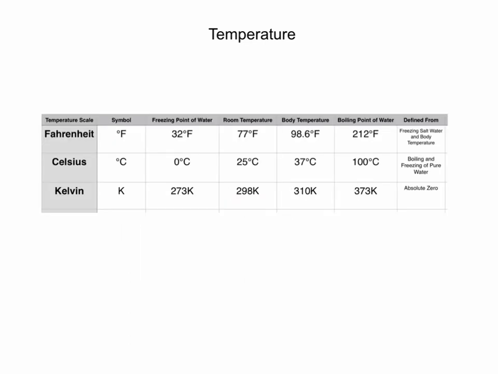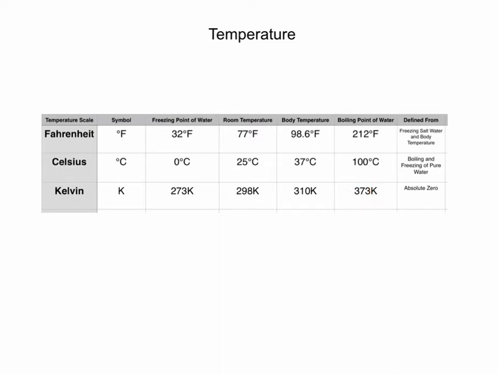In the Fahrenheit scale, what we tend to use, water freezes at 32 degrees Fahrenheit, and in Celsius, the same temperature is 0 degrees Celsius. And in Kelvin, it's 273 Kelvin. Average room temperature is about 77 degrees Fahrenheit, which is the same thing as 25 degrees Celsius or 298 Kelvin. Body temperature is 98.6 degrees Fahrenheit, which is 37 degrees Celsius or 310 Kelvin. And water boils at 212 degrees Fahrenheit, 100 degrees Celsius or 373 Kelvin.